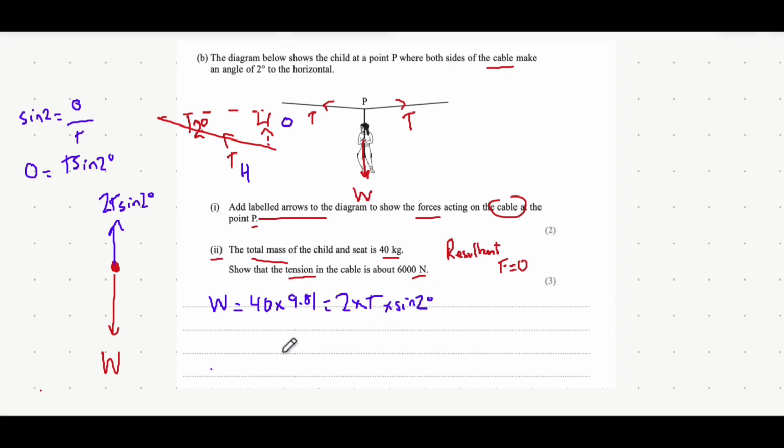From here, you just rearrange to get tension. So you divide both sides by 2 sine 2. We get tension is 40 times 9.81 divided by 2 sine 2 degrees. That should get you something that rounds to 6,000. I'm just going to double check that for you. 40 times 9.81 divided by 2 sine 2 equals... Oh, remember to close your bracket at the end of the sine. 5,600, which does round to 6,000 to one significant figure. A little far though, but still the right answer.